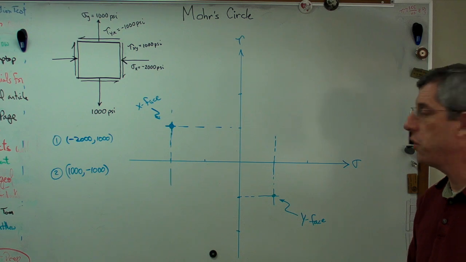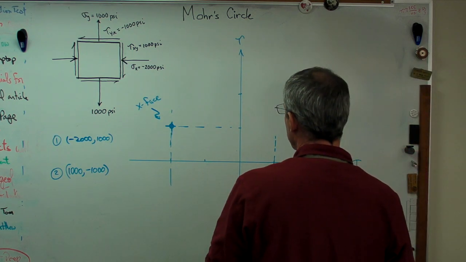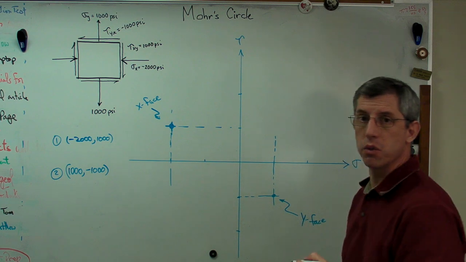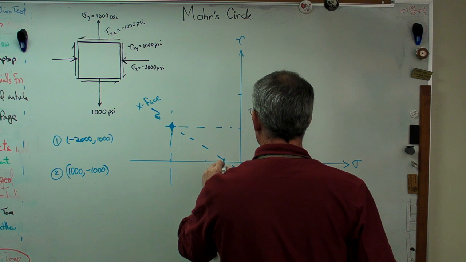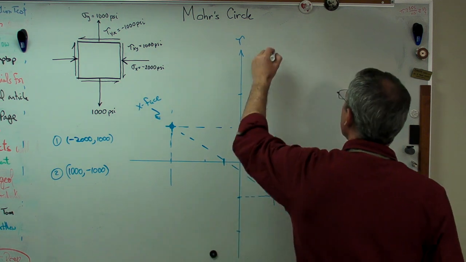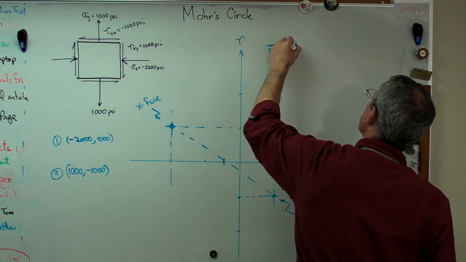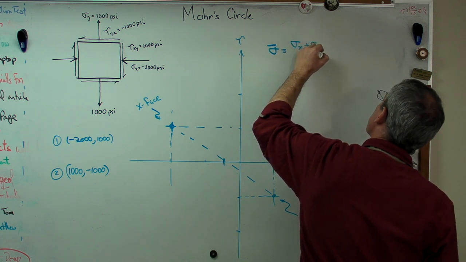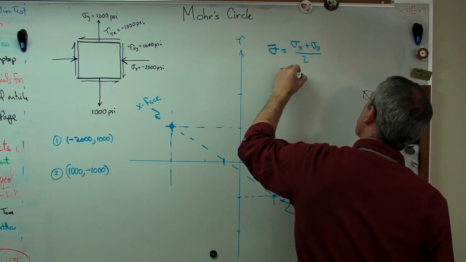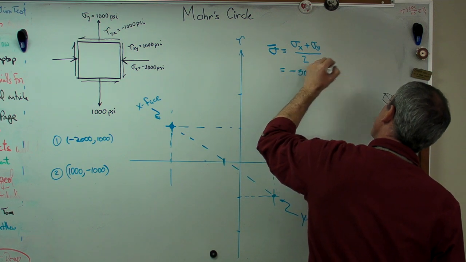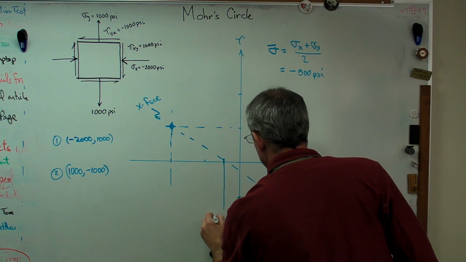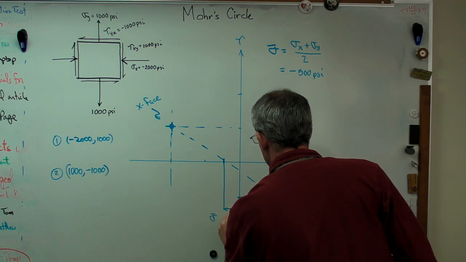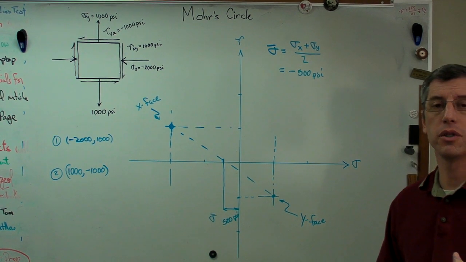Right. Step number 2 now is to figure out where the mean normal stress is. We're going to draw a line from here down to there, and it's going to cross right about there. Sigma bar is just the average, sigma x plus sigma y over 2, and in this case it's minus 500 psi. All right? So this point right here, sigma bar, that's minus 500 psi. That's the center of my circle.